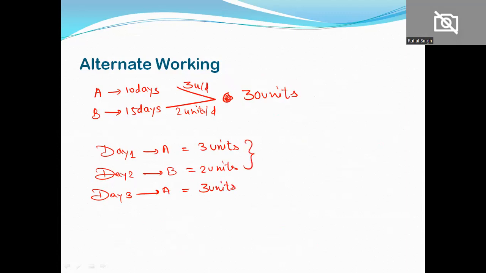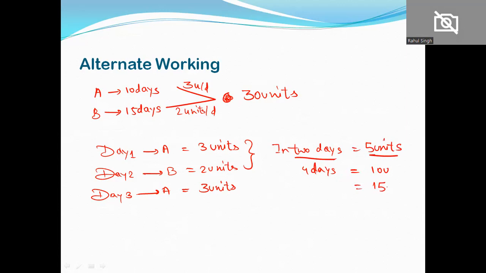Now this will keep going on, so we can deduce from here that in 2 days, 5 units of work is getting complete, right? If in 2 days 5 units of work is getting complete, then 10 units of work will take 4 days. 4 days will go for 10 units of work, right?